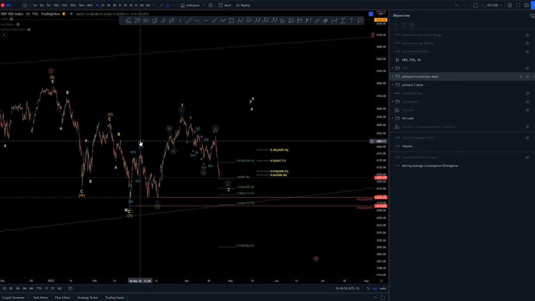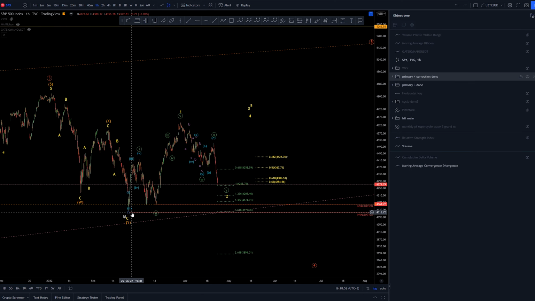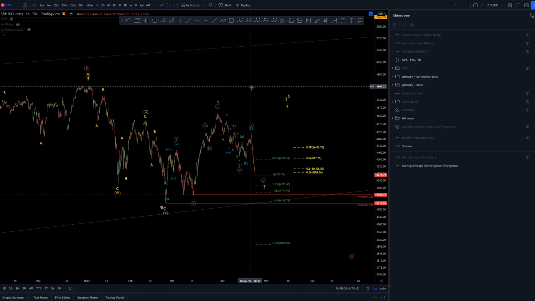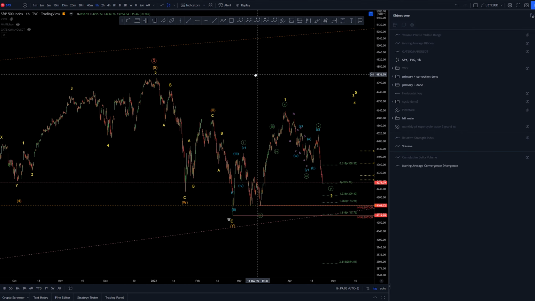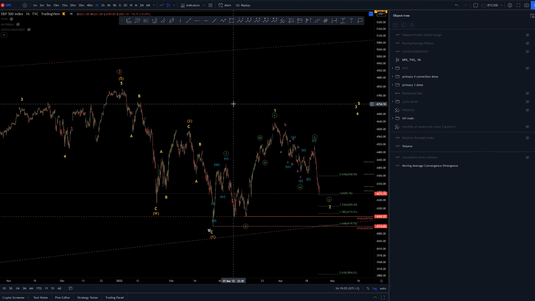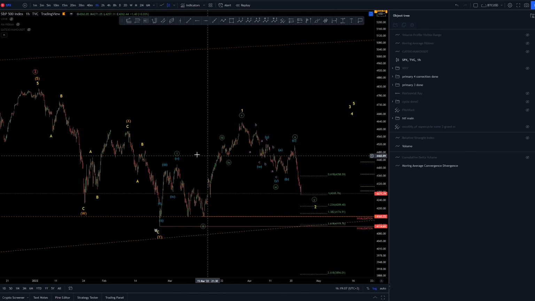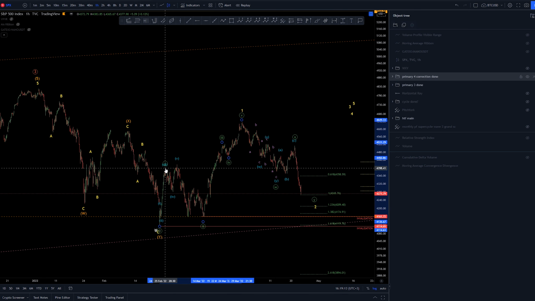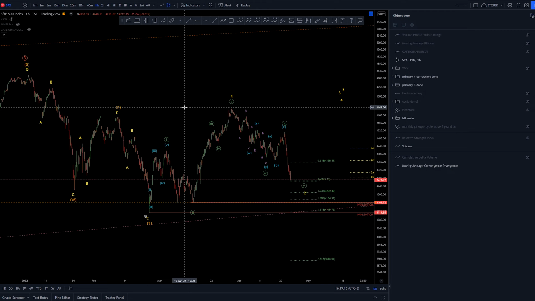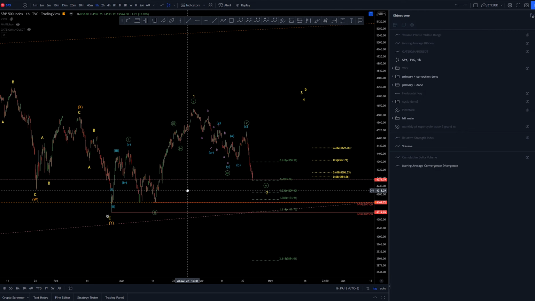But with this count, we're saying that 1, 2, 3, 4, 5 into 1. Not sure about these degrees though. They could be varying and could be different, but for now it looks fine as it is. Wave 4 is not invalidating or coming to the area of wave 1, whether the wave 1 is up here or up here. So yeah, a couple of different options here as well.